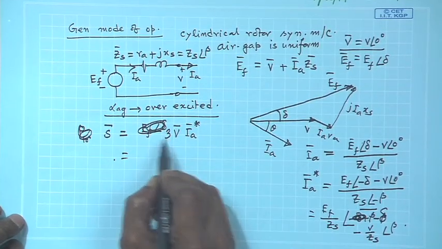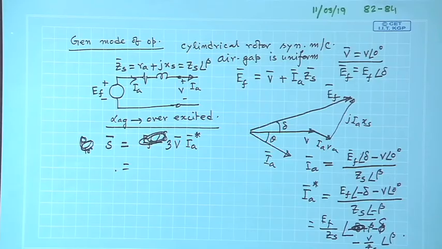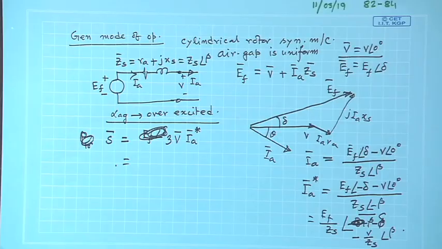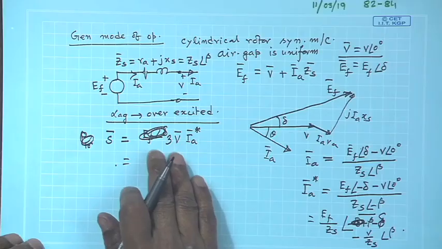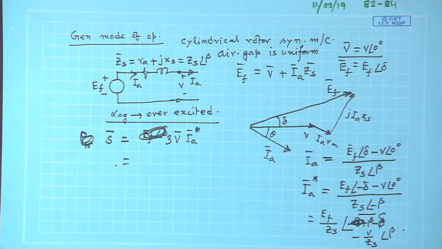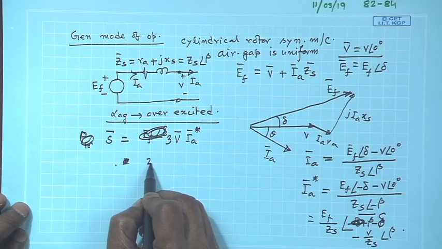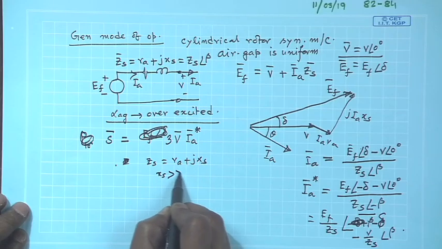Total power will be 3 times this, and we get an expression of the complex power delivered to the load. If both terms are positive, it means it is delivering real kilowatts, which in the case of a generator has to be always positive, and if the imaginary part is positive, it means it is delivering to a lagging power factor load. Then I told you that Z S is equal to R A plus j X S, where X S is much higher than R A.